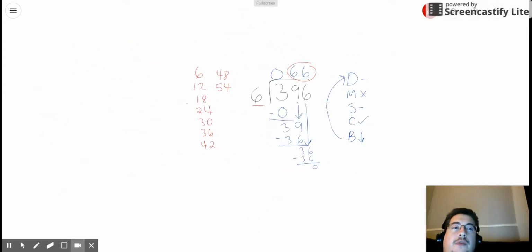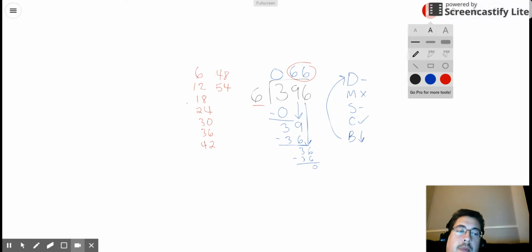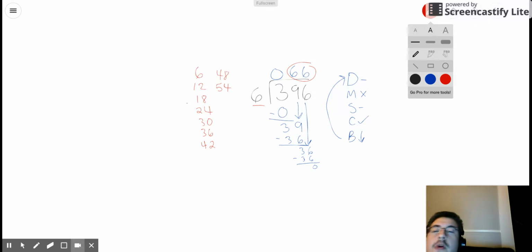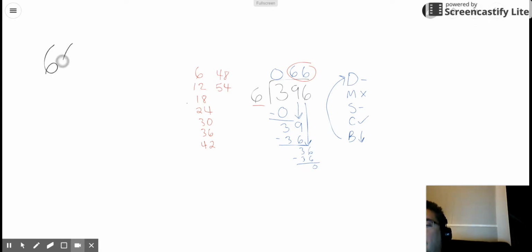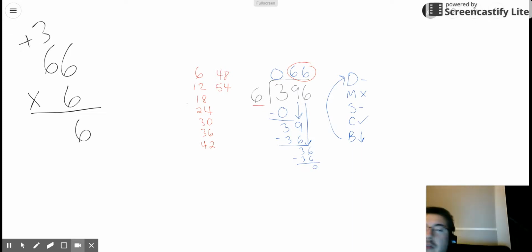Now, one of the cool things about division is we can actually use the opposite operation, multiplication, to check our division problem. So the way we check a division problem is we actually take the divisor and the quotient and we multiply them together. So we have 66 as our quotient. We multiply that by our divisor 6. All right, so I have 6 times 6 gives me 36. Carry my 3. Going to add a little plus sign there.